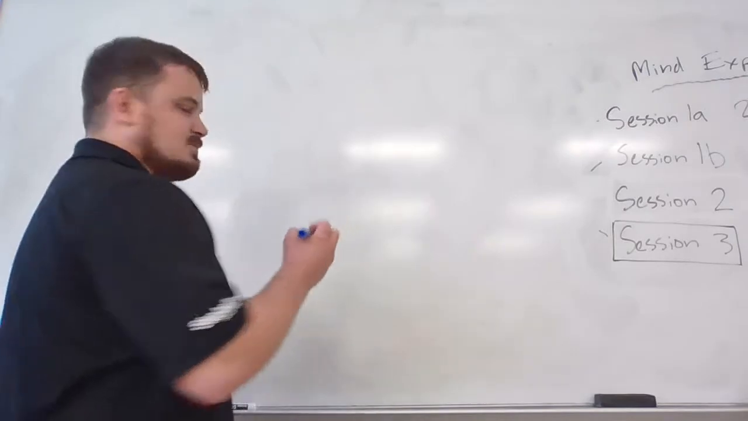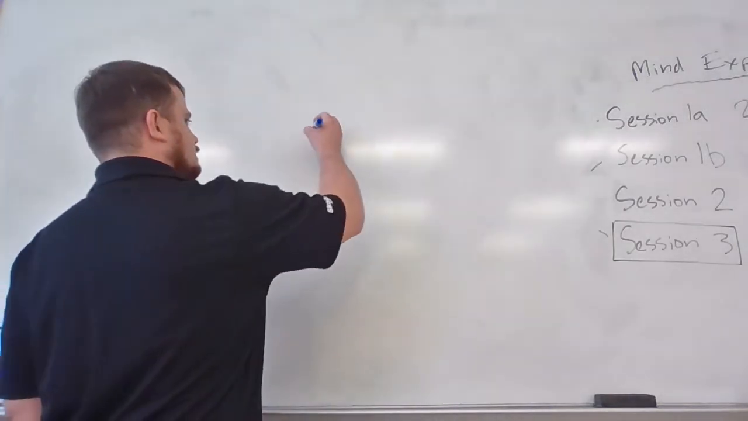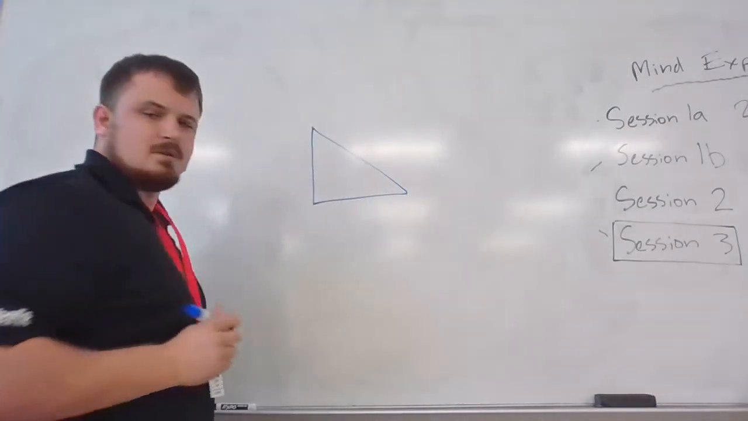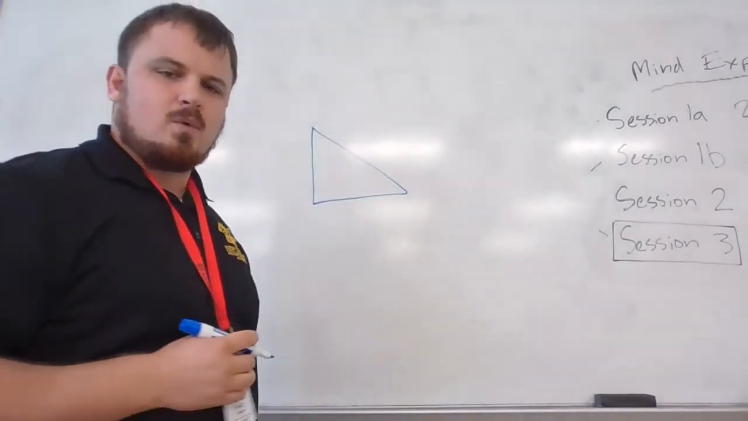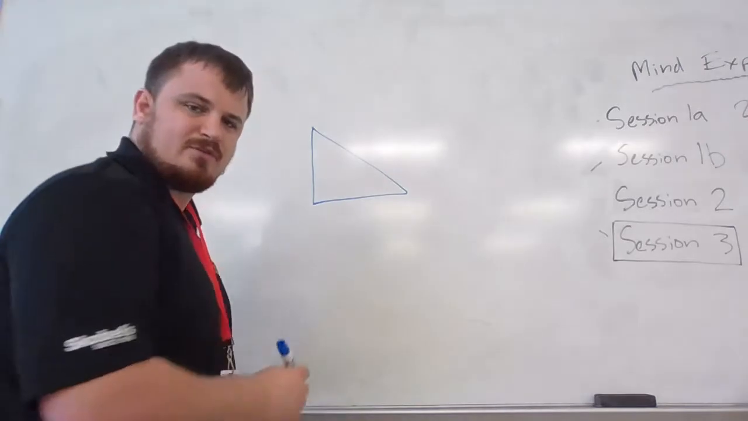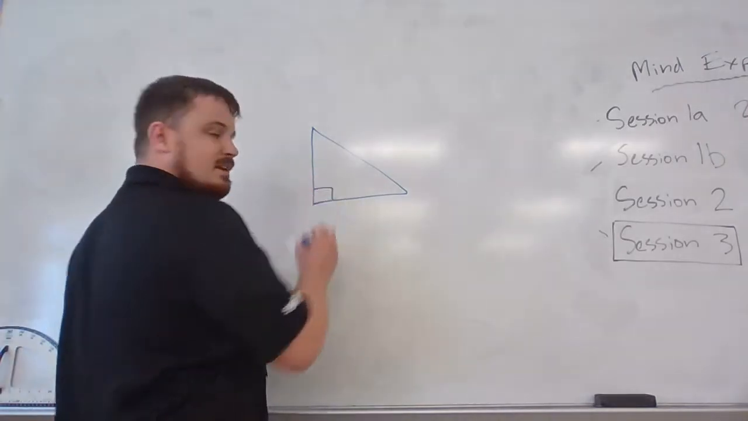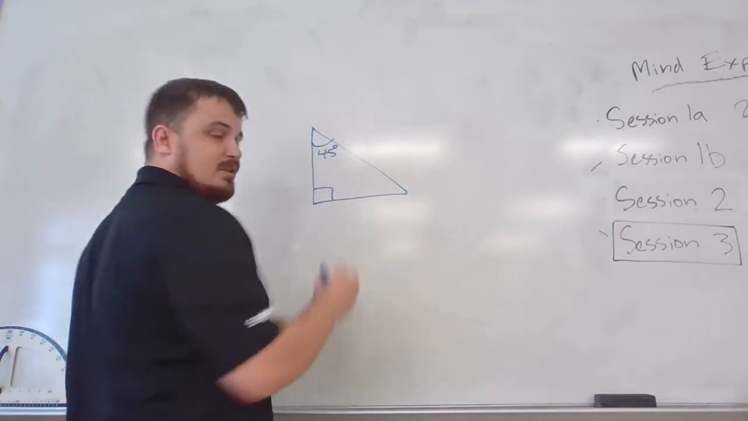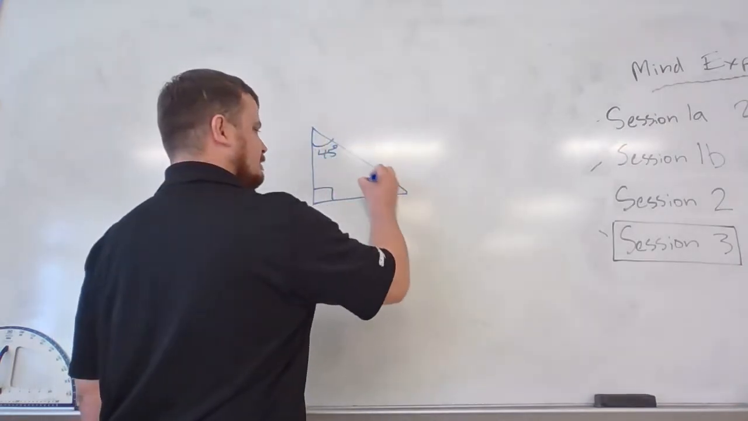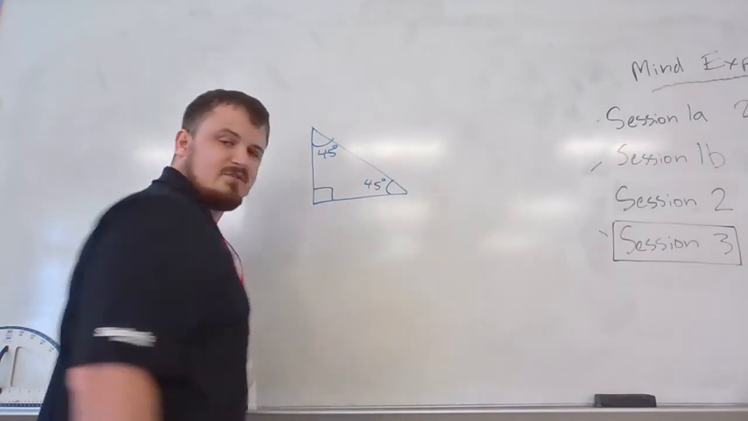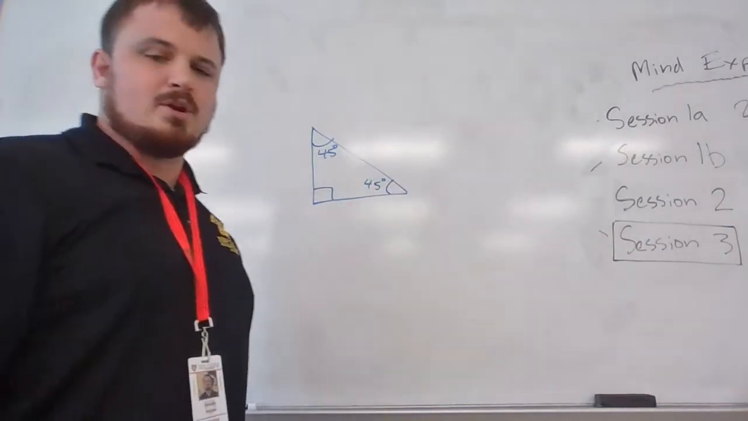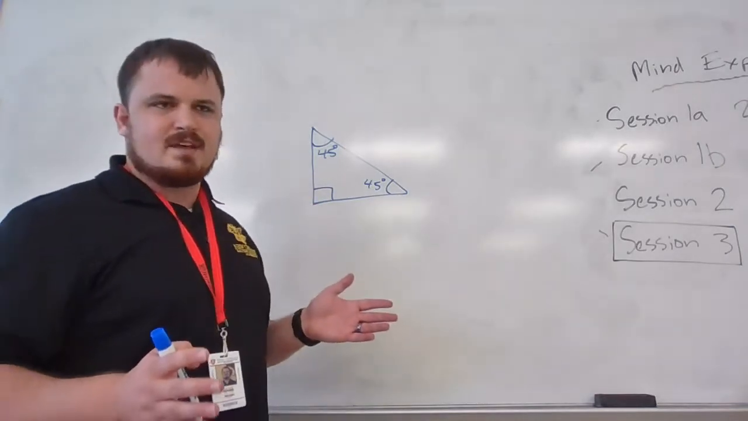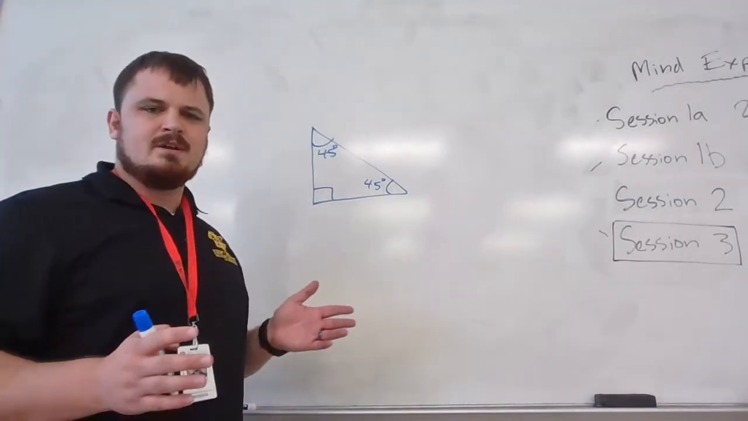Let's make a right triangle. Okay, so we have a right triangle. And what we're going to do is say this is our 45, 45, 90. So it's 90 degrees, 45 degrees, and 45 degrees, okay?